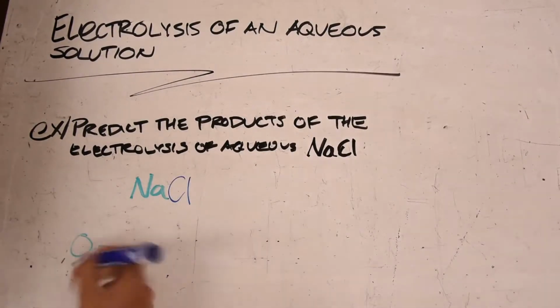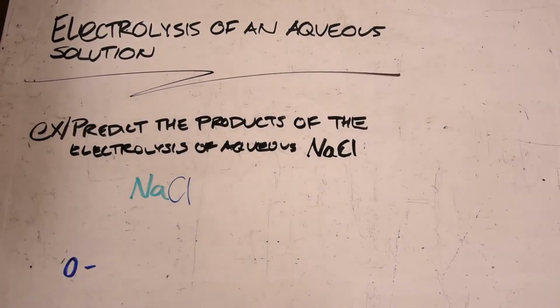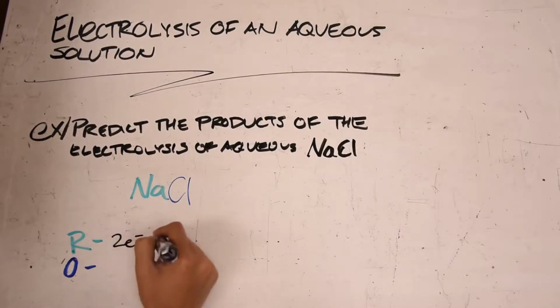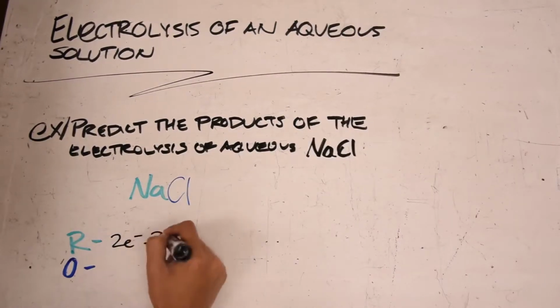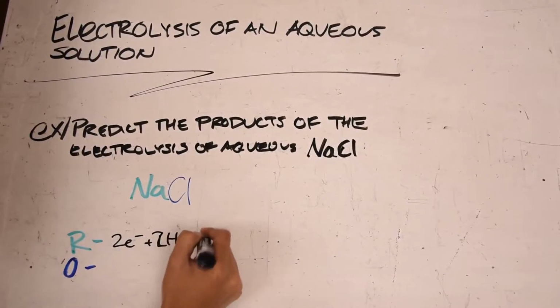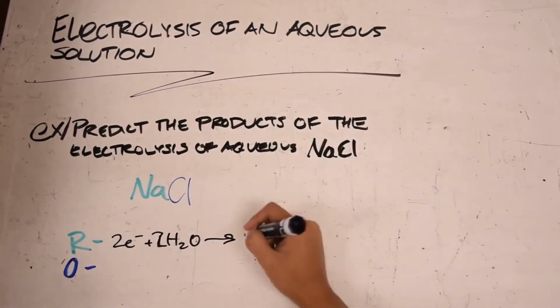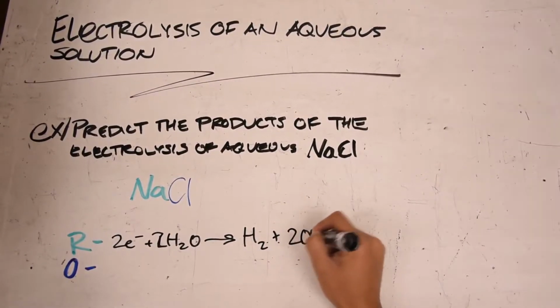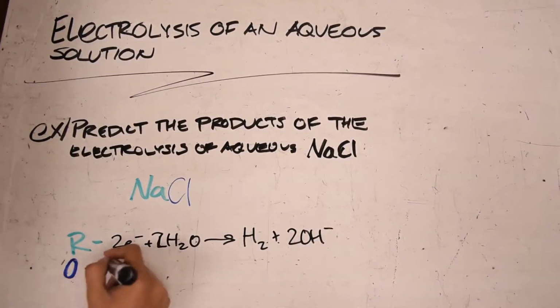Because sodium is not a transition metal, we're not going to write down the half reaction, and instead you're going to write the other equation that was listed back in the rules. So in this case, that is 2e- plus 2H2O going to H2 plus 2OH-.